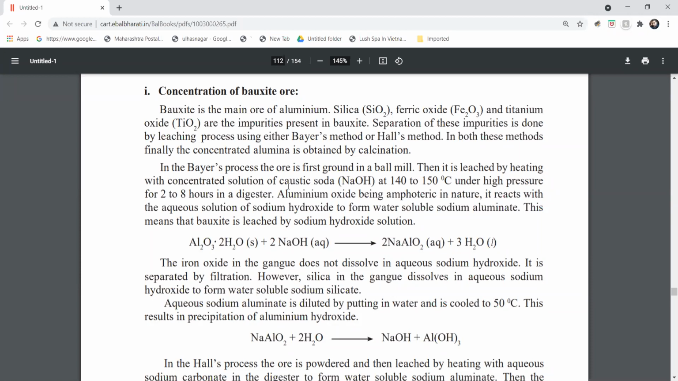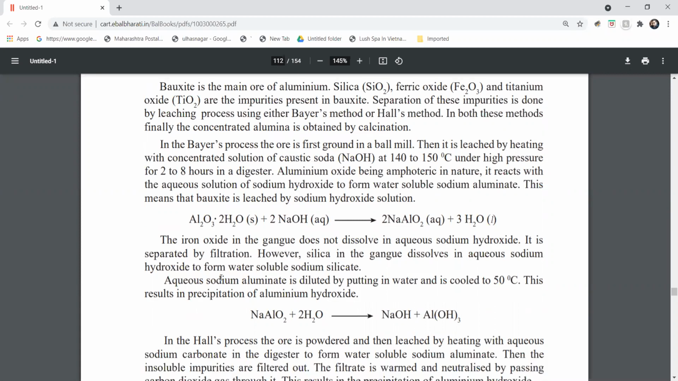aluminate. So what basically is done is that you leach the bauxite and you get sodium aluminate. So you see the formula here. You see bauxite, you see sodium hydroxide, which is caustic soda, and then what you get is sodium aluminate and water is separated. Now you have sodium aluminate. Now whatever iron is there in the gangue, it doesn't get dissolved, so it is separated by filtration. But the silica gets dissolved and it forms a soluble sodium silicate.